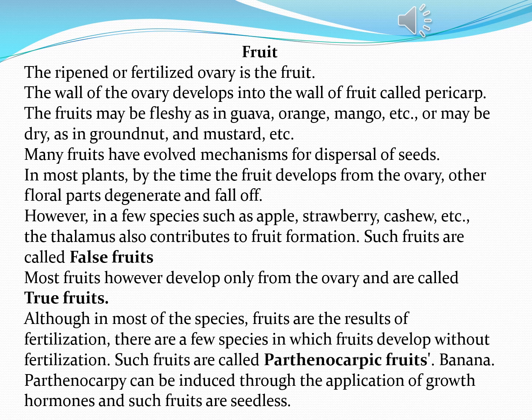True means it must be developed from the ovary. False means the fruit develops apart from the ovary. For example, apple, strawberry, cashew nut, etc. They develop from the thalamus. Those fruits we call false fruits.